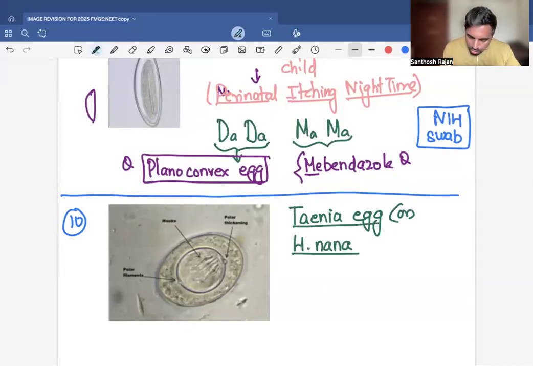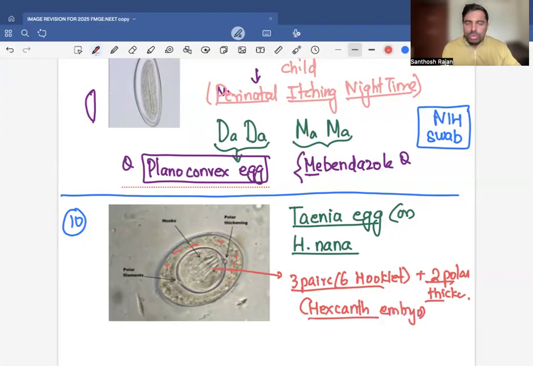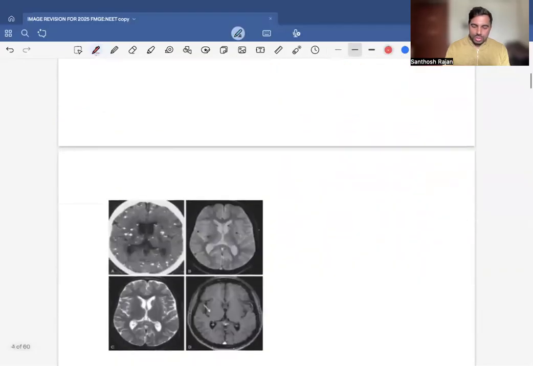So what is important here? Important are these structures you're seeing, how to identify. When you see these hooklets inside, you can see 3 pairs of hooklets. 3 pairs means totally there should be 6 hooklets, plus polar thickening at the 2 ends, 2 polar filaments or thickening. So this is the characteristic. And with some egg granules around here. That's why you call it a hexacanth embryo. This is for both your Taenia and H. nana. Taenia means both solium and saginata. So it is easy. When you see 3 pairs of hooklets and a hexacanth embryo, you're thinking about Taenia or H. nana. Very, very simple. This one you're not going to make a mistake. I'm very sure about it. You will do it well.